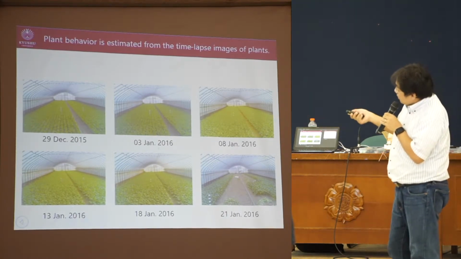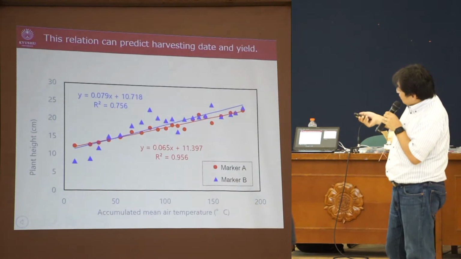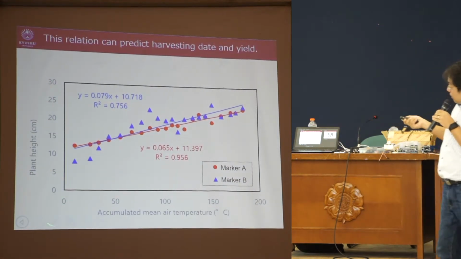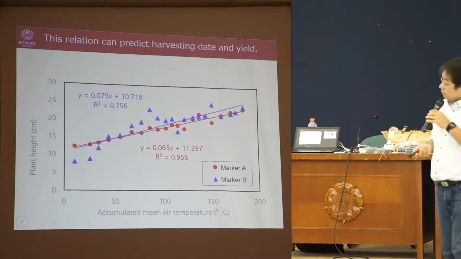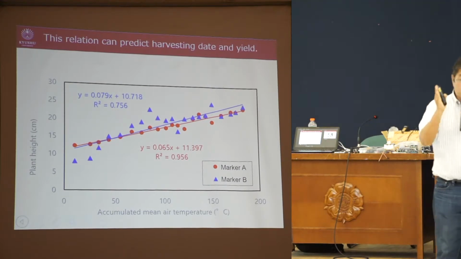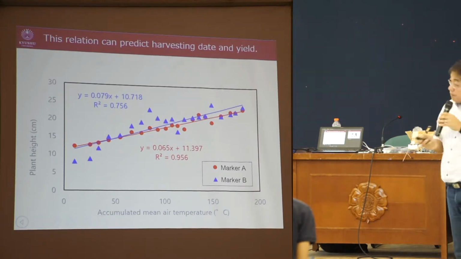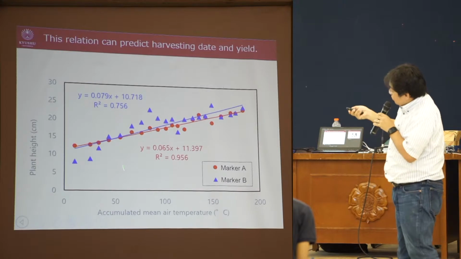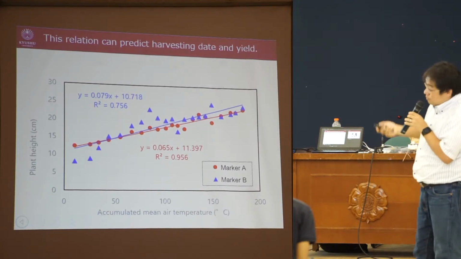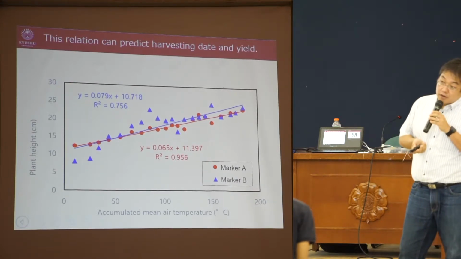By using a scale, this is a little bit not clear, but we get information of accumulated mean air temperature versus plant height. The plant is a living thing, so the plant moves every time. So the measurement is not so good, but the red points are also linear against cumulative temperature. If you get this equation by using, for example, 4 or 5 days of data, you can predict the condition 2 weeks later.